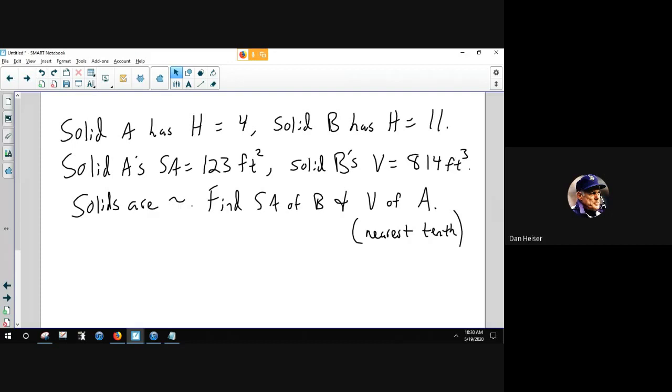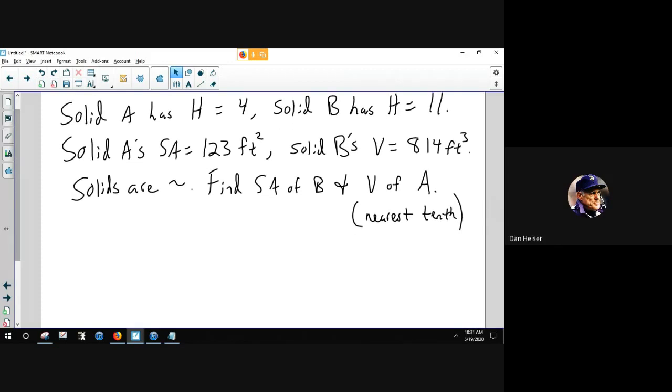If you are finding area, you have to square it. If you are finding volume, you will have to cube it. If you don't do that, don't expect any partial credit because you are not starting on the right track. Let's start with solid B's surface area.